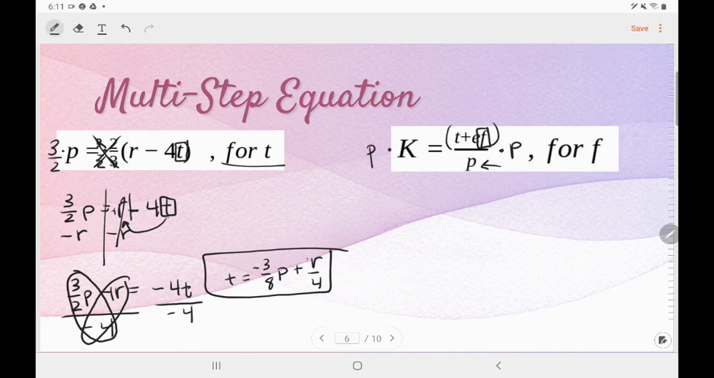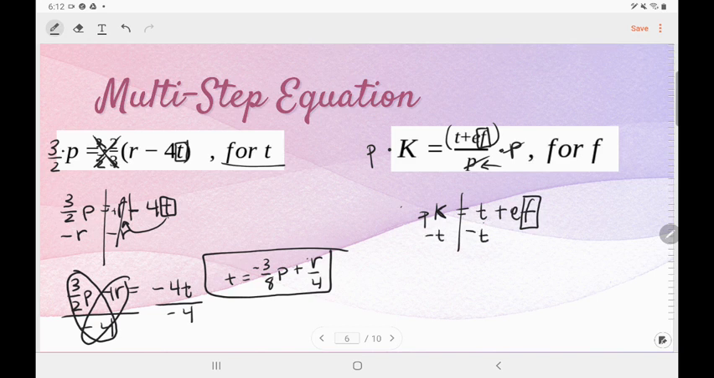So times by p. All right, that leaves me with multiplying and dividing by p at the same time cancel. P times k, and I'm going to drop the multiplication sign, equals, now that top part of my fraction and the parentheses are going to drop away. I'm going to go ahead and solve for f still. That means I'm going to get rid of whatever is still furthest away from it, which is t. So because it is being added, I'm going to subtract it.